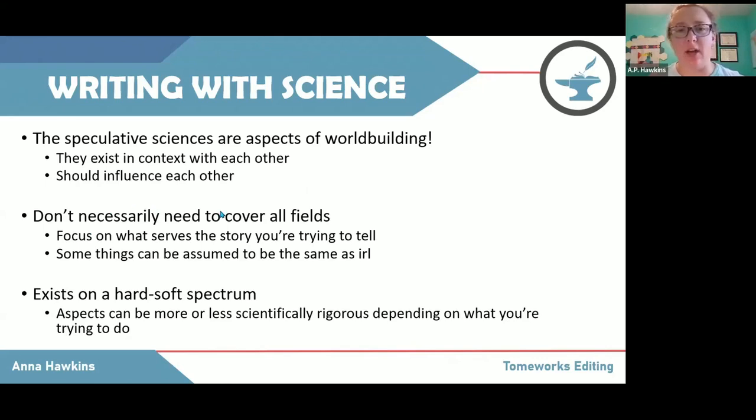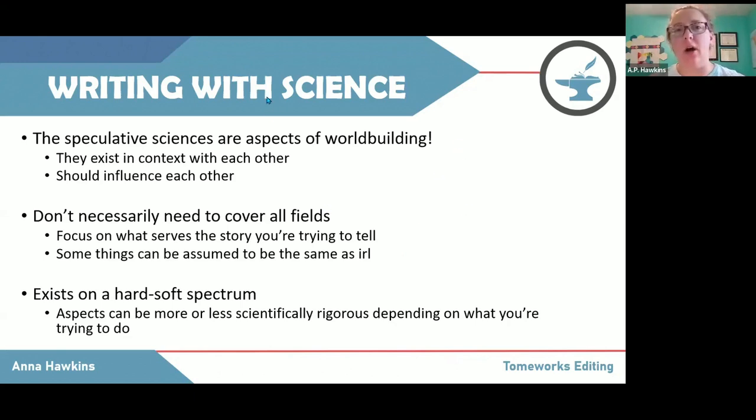You don't necessarily need to cover all the fields of science. Really, what you need to focus on is what serves the story that you're trying to tell. We've said this before when talking about world building, that you can really get lost in the weeds. If you're trying to think about all different aspects of many different sciences that you need to consider for your world building, you can get lost in the weeds and never get to your story. So as you're world building, try to figure out what kind of story you're trying to tell and focus only on the elements that serve that story. There are things that can be assumed to be the same as real life. You don't have to explain everything.